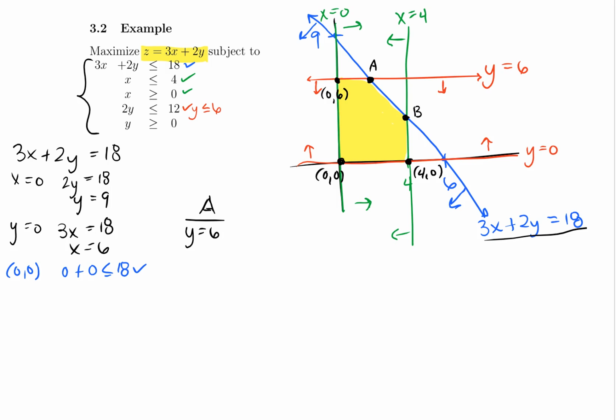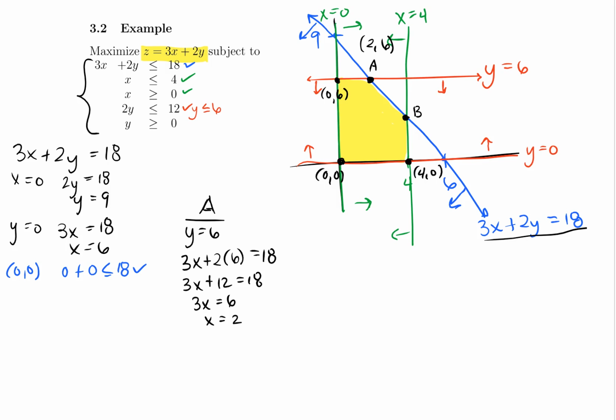Because it's the intersection of y = 6 and 3x + 2y = 18. So we can say 3x + 2 times 6 has to equal 18, and then we can solve for x. So we have 3x + 12 = 18, and so 3x would equal 6, and so x is going to equal 2. So our corner point is at (2, 6).